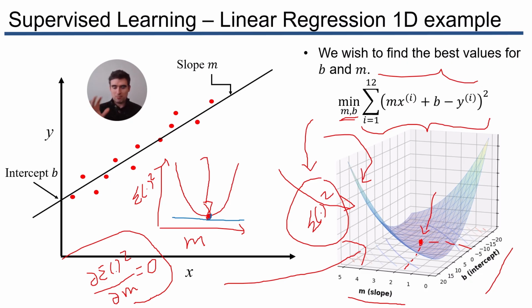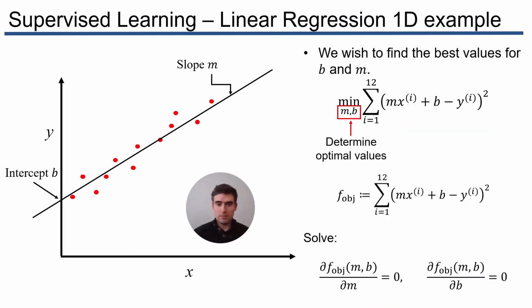Okay, let me now explain this with equations. So to make things a bit easier, let me redefine. This expression, which is what we are going to be differentiating, I'm just going to rename it f_obj, for f objective or objective function. This is just typical nomenclature that we use in optimization. And then I'm going to take the derivative of that expression with respect to m, and then the derivative of that expression with respect to b.